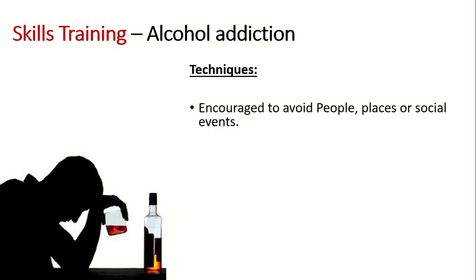So for instance, one of the most common techniques for somebody who is suffering from an alcohol addiction is that their skills training will encourage them to avoid certain people. So their drinking buddy, for instance, even if their drinking buddy is not an alcoholic, it might be, don't go and meet that person. You need a period of your life to avoid that person until you feel confident enough or you feel that your addiction is under control.